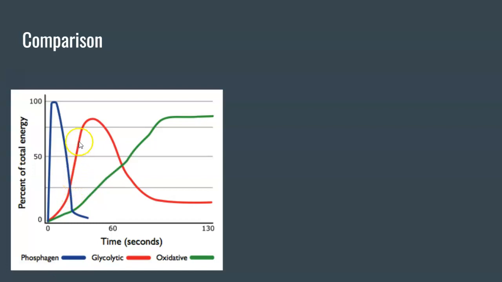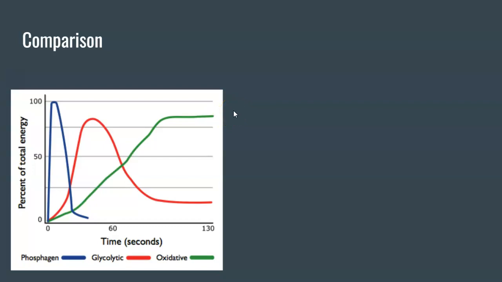And from there, you start relying more on glycolysis. And then over time, that kind of drops off. After about 60 to 90 seconds, your oxidative system is where you get most of your energy. And that's true for 2 minutes on. That's going to be the predominant energy system that you use for any exercise that lasts longer than 2 minutes.